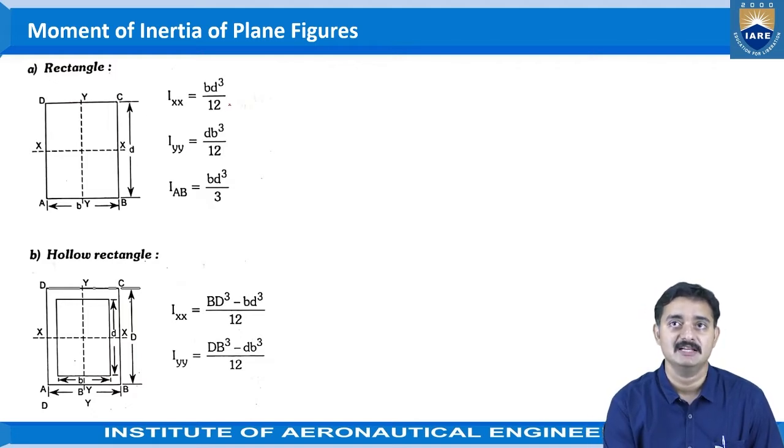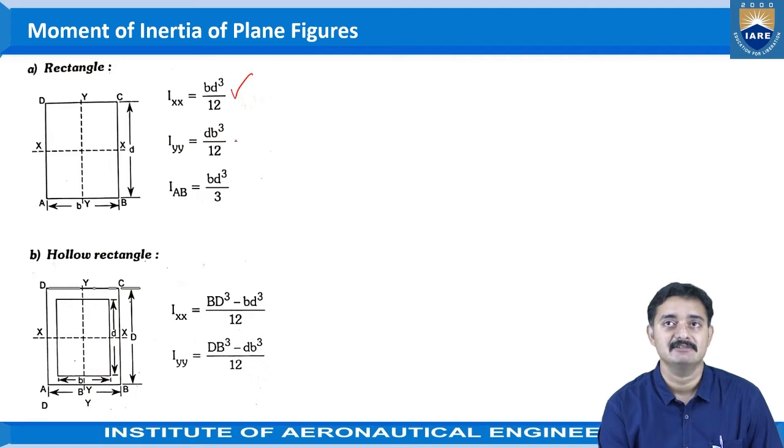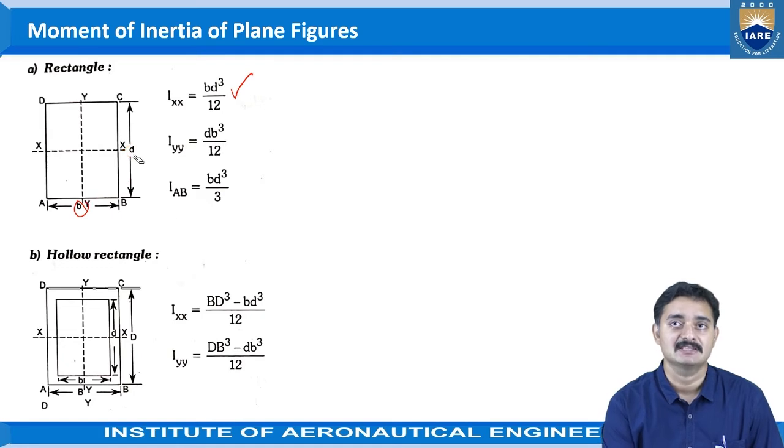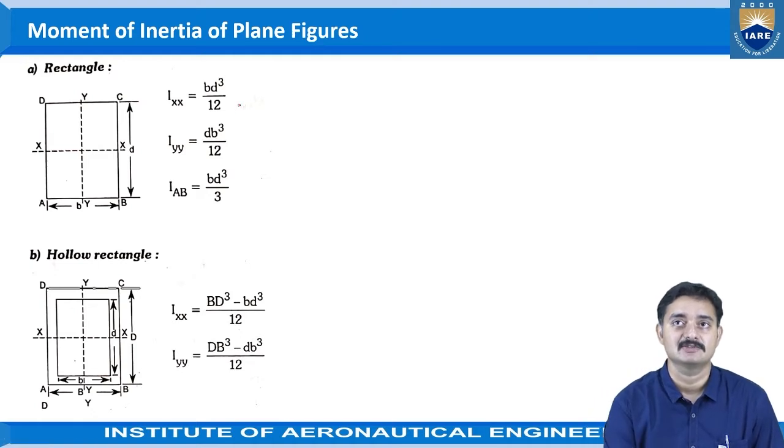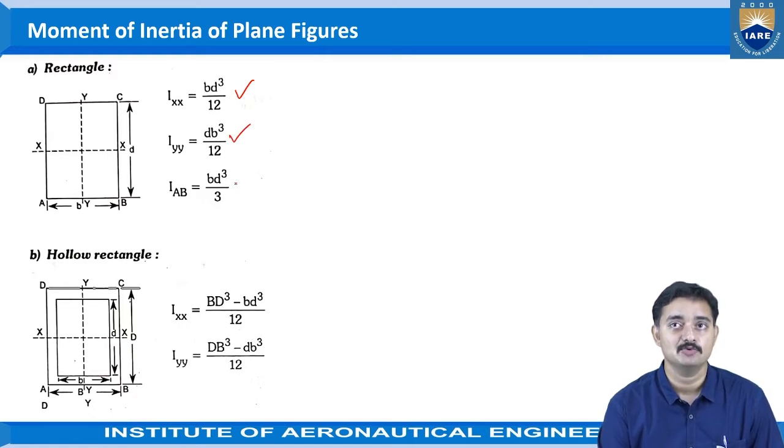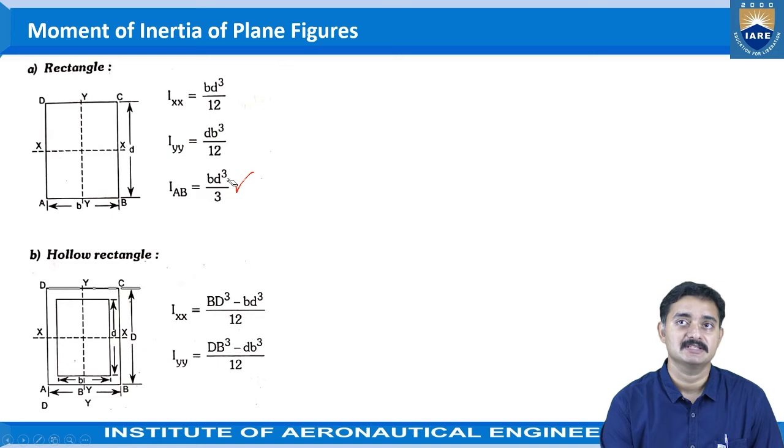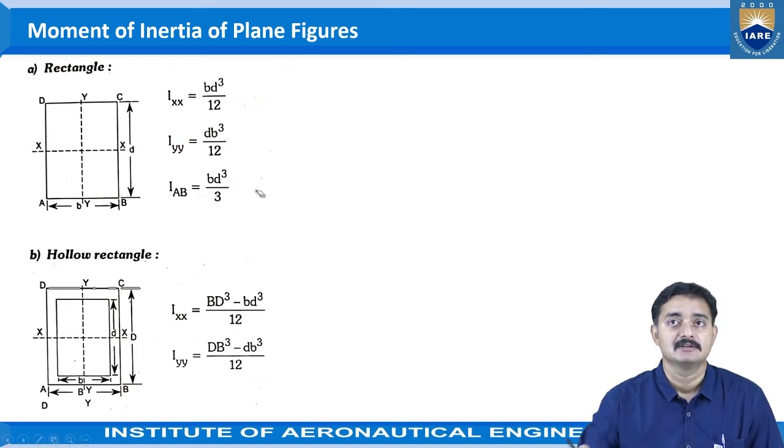First one is the rectangle, where we need the moment of inertia IXX of this rectangle with respect to the XX axis given in the figure. The size of the rectangle is given as height D and width B, and the reference axes which we are considering are the XX axis, YY axis and AB axis. We need to know the moment of inertia of this rectangle with respect to these axes. So IXX would be BD cube by 12, with respect to the Y axis would be DB cube by 12, and with respect to AB is BD cube by 3. So remember, these are the formulae for representing the moment of inertia of the regular rectangle.